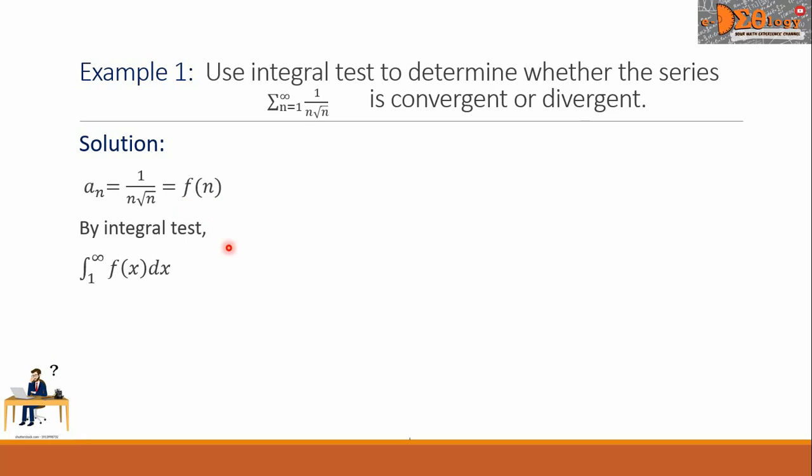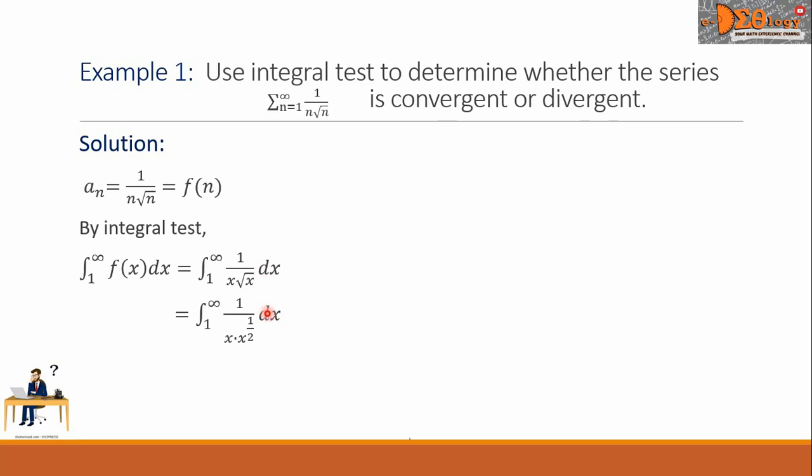By integral test, we say that it is the definite integral from 1 to infinity of this f of x dx. So with respect to f of x, we're going to copy this fraction and we will change the variable n into x. So we have now the definite integral from 1 to infinity of the fraction 1 all over x times square root of x, then dx.